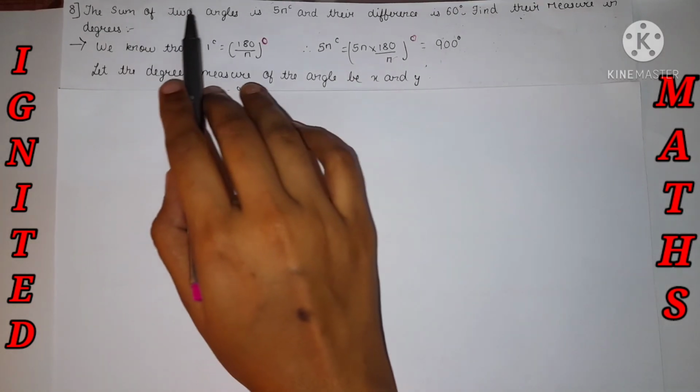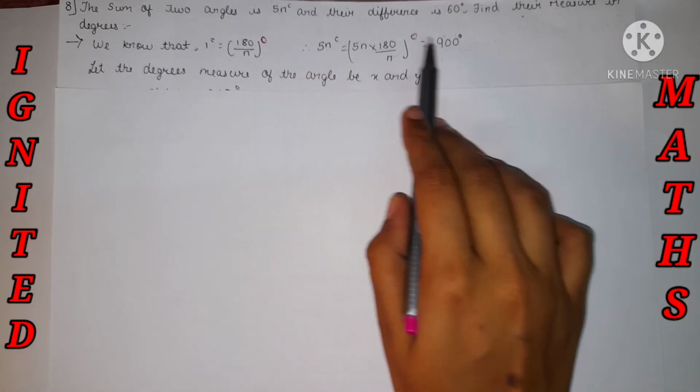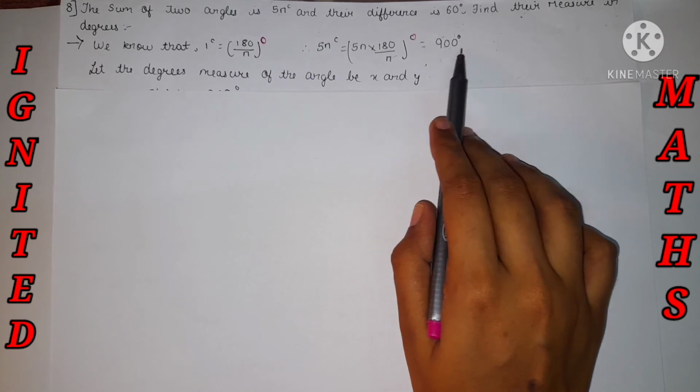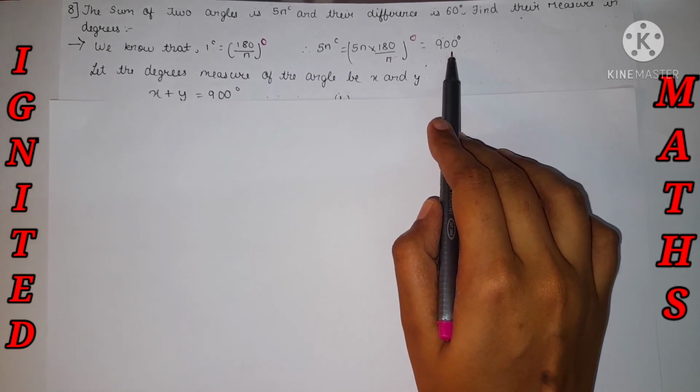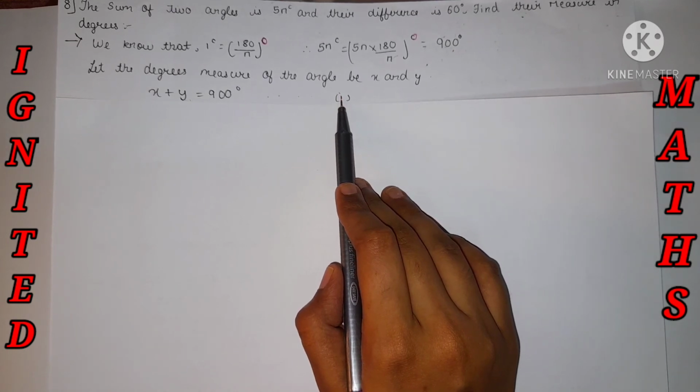So the first statement says that the sum of two angles is 5 pi. So x plus y is equal to 5 pi. We have converted to degrees. So x plus y is equal to 900 degrees. This is the first statement from the question.